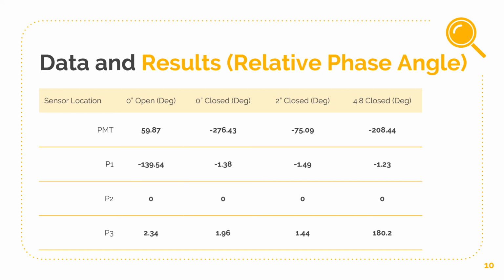The next slide illustrates the relative phase angles, which were normalized over the PM, which you can see was taken at the sensor location of P2, which is why that entire row contains zeros.